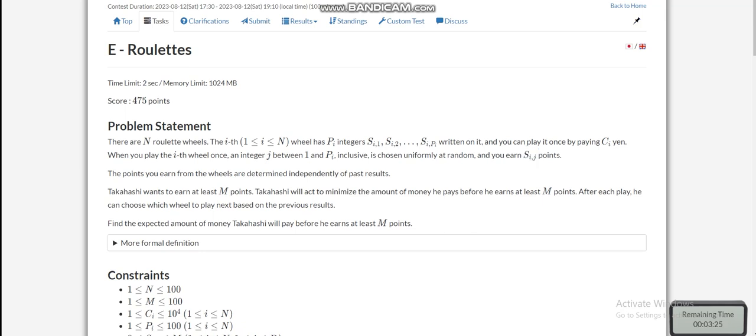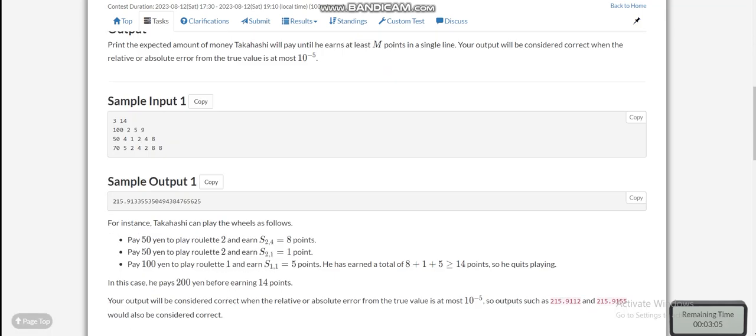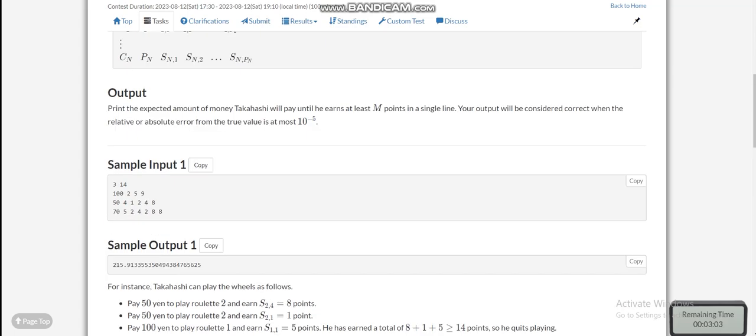Now Takahashi wants to earn at least M points, and when we use one wheel, we have to pay the cost C_i. So Takahashi wants to minimize the amount of money he pays before he earns these M points. Let's go through one of the examples.